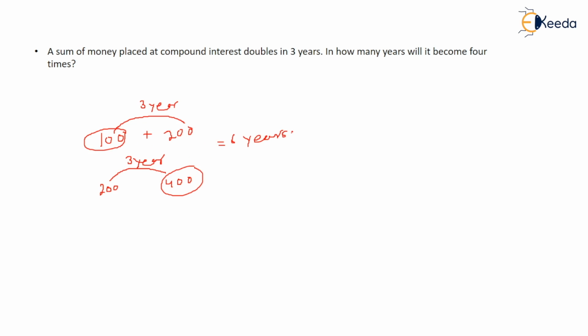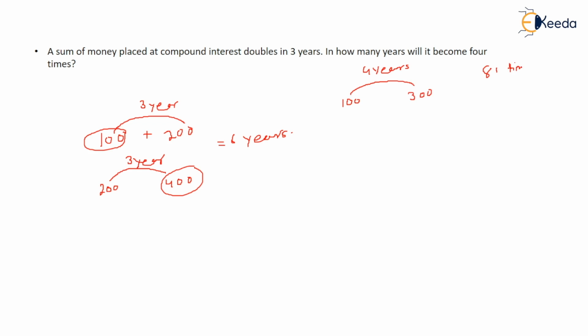Okay, apart from that, if such a question comes that an amount triples itself in 4 years, then in what time will it be 81 times itself?